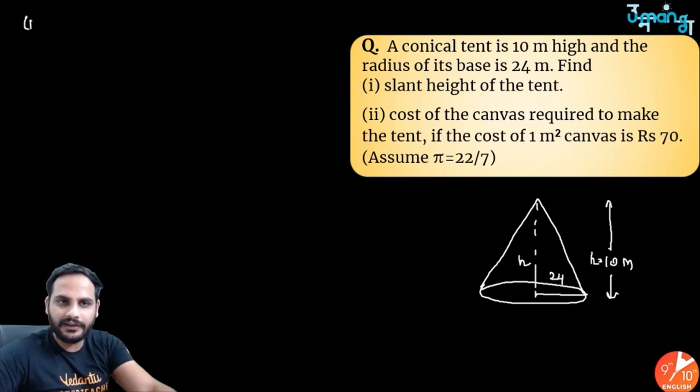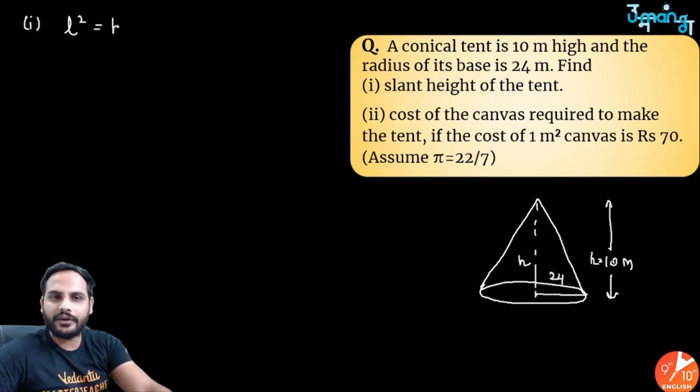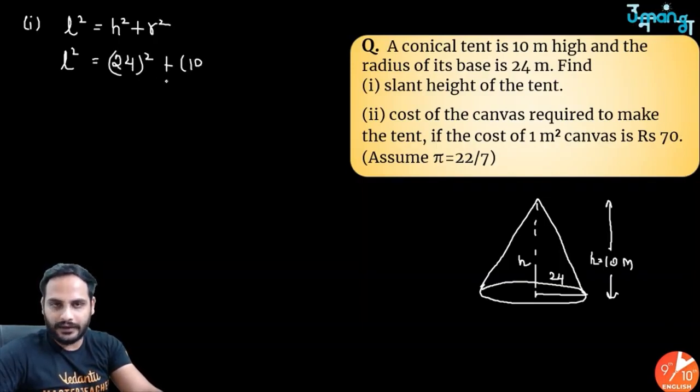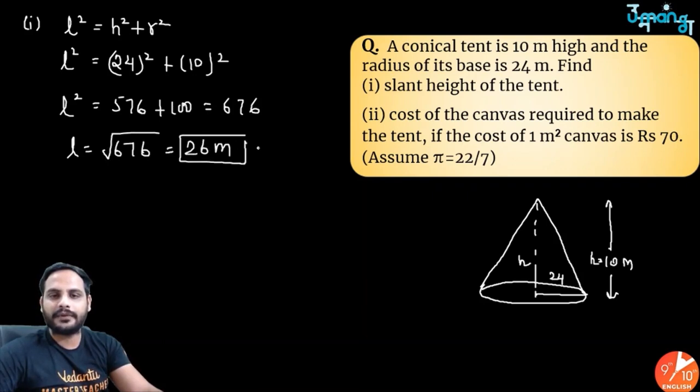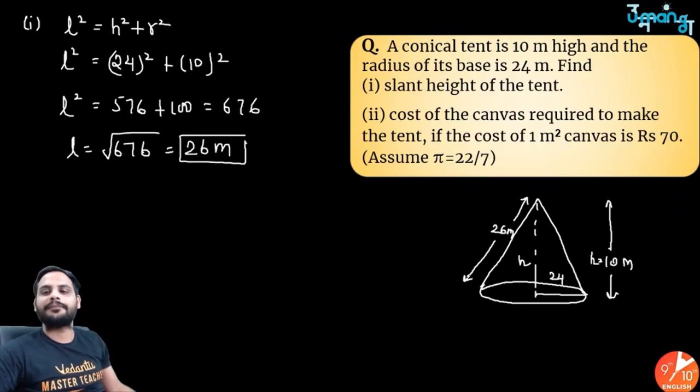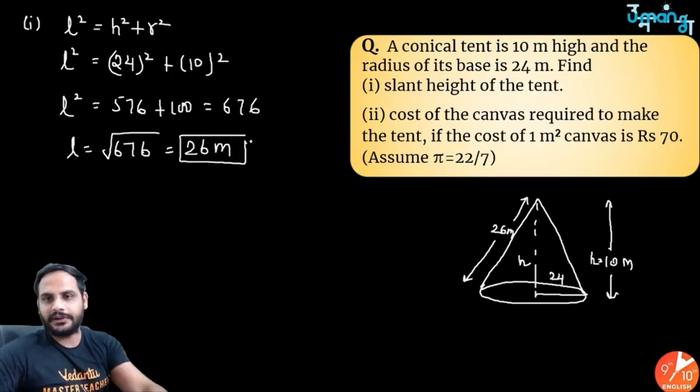So our first one is very easy. We know L square is equal to h square plus r square. So slant height will be equal to 10 square plus 24 square. Sorry, radius is 24 and height is 10; I have written it opposite over here, although it will not make any changes. So L square is 576 plus 100, which is 676. So L will be square root of 676, which is 26 meters. Got it? The slant height is going to be 26 meters.